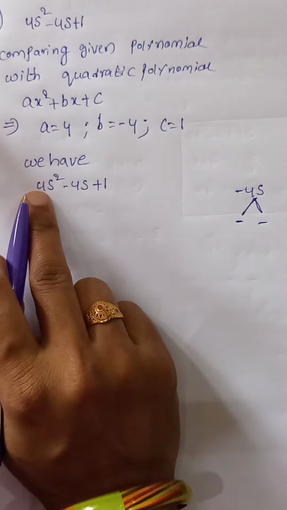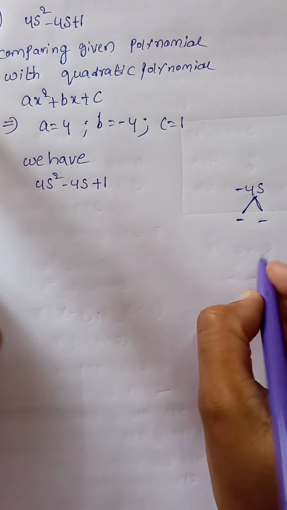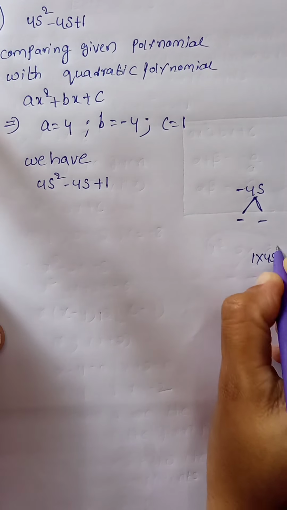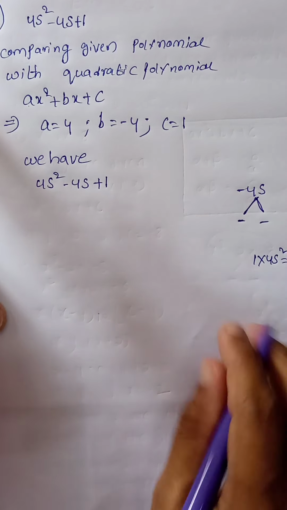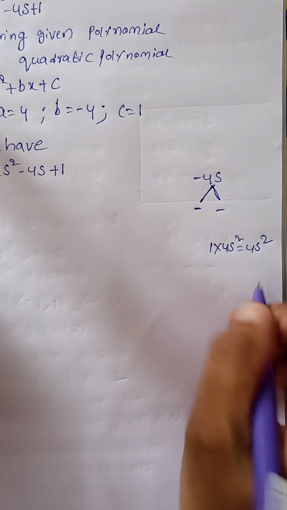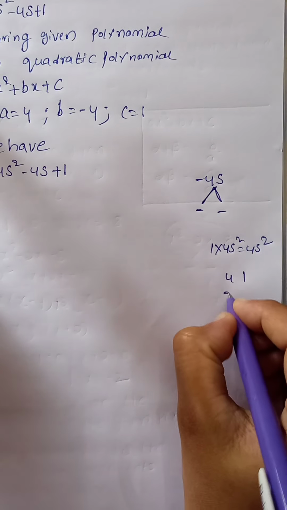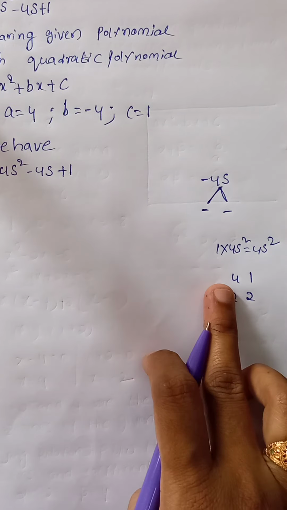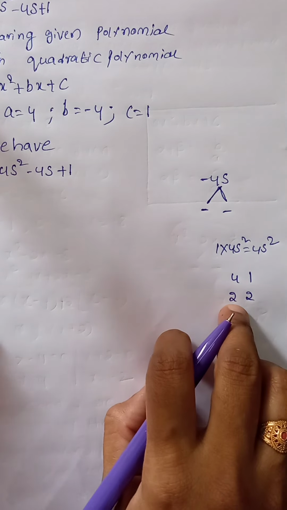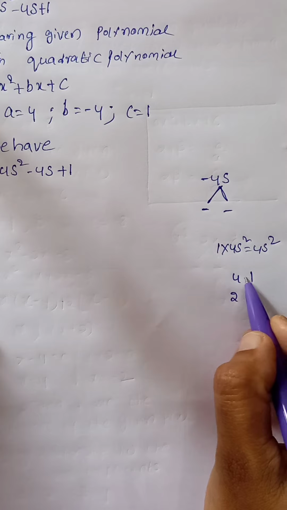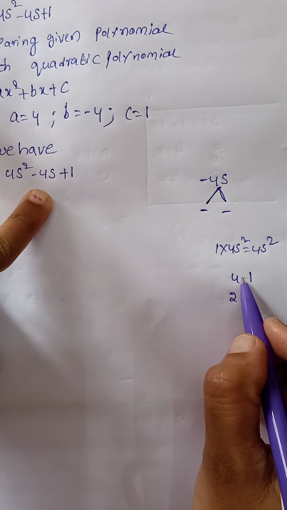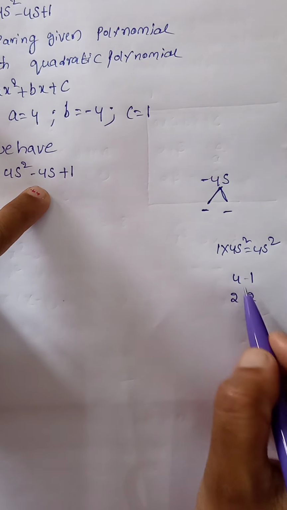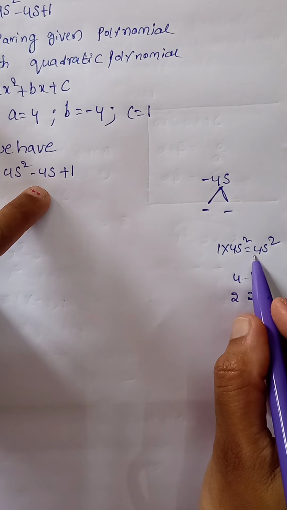By taking the product of 4s square into 1, 1 into 4s square equals 4s square. What are the factors of 4s square? 4 ones are 4, 2 twos are 4. So the factors are 4 and 1, or 2 and 2. If you add these two, you have to get the middle term, minus 4s. And if you multiply these two terms, you have to get 4s square.